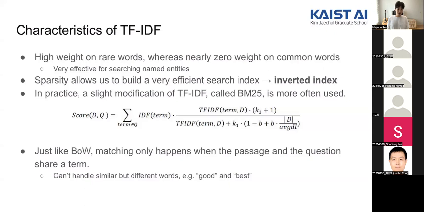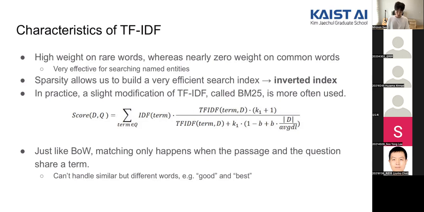And when you have a match of named entities between the query and the document, then it's very sure that you will actually have a very high value on that. And also sparsity allows us to build a very efficient search index. It's called an inverted index.